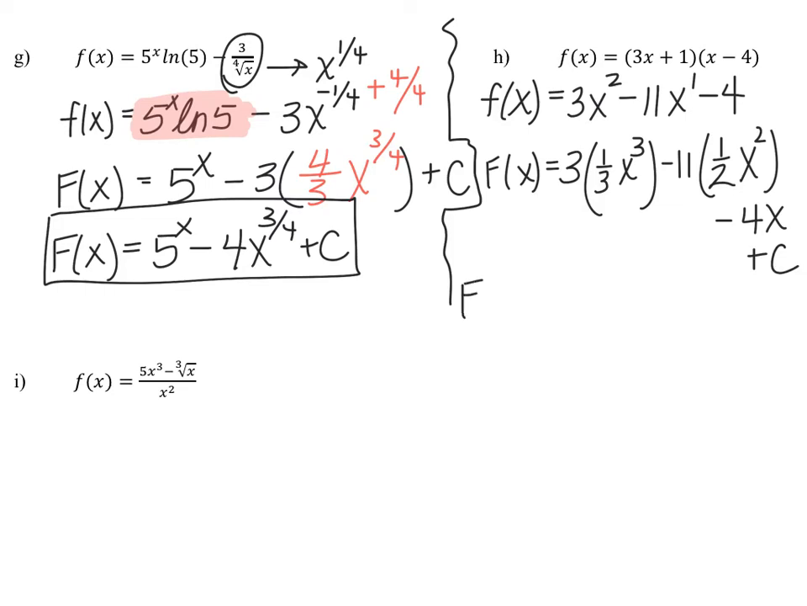So my antiderivative here, big F of x, is going to end up being x to the 3rd power minus 11/2 x to the 2nd power minus 4x plus a constant.